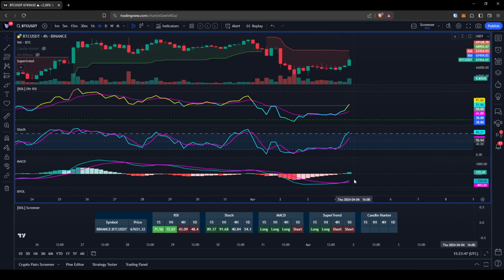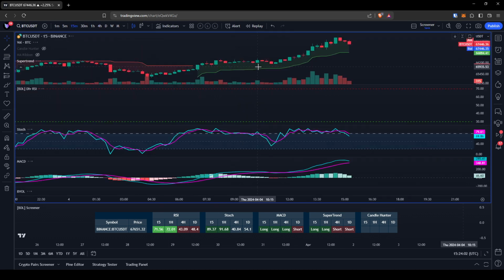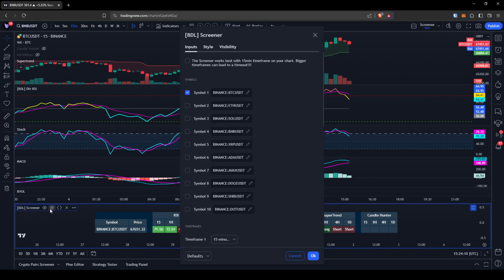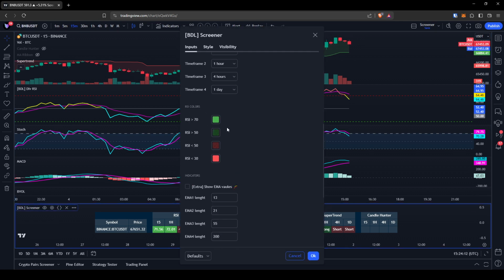So on the 4 hours we are bearish, because short means we are bearish, and on the RSI on the smaller time frames we are very bullish because it's a very overbought signal at the moment, so very high. That's okay, so that's why we have the bright green color. So it's into overbought territory. Yes, let's have a quick look. We can customize as well.